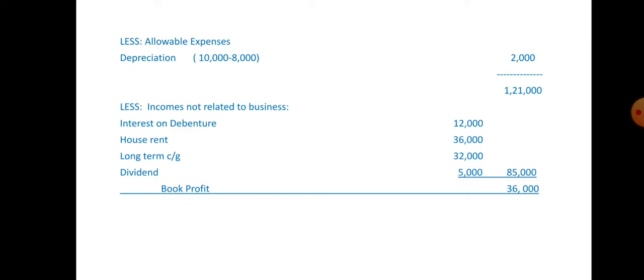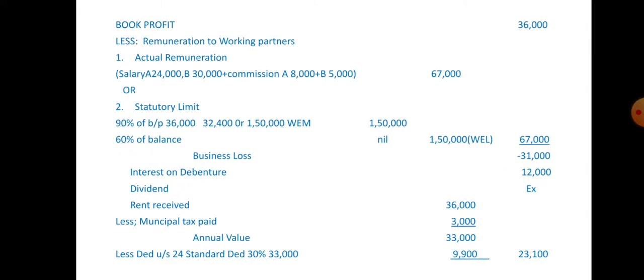After calculating book profit, we will move on to how to find the total income of the firm. To find the total income, you have to take all the sources of income like business income, house property income, income from other sources, capital gains. If you add all the incomes, you will get the total income. First we will find the business income. To find the business income, you take the book profit as the base, that is 36,000.